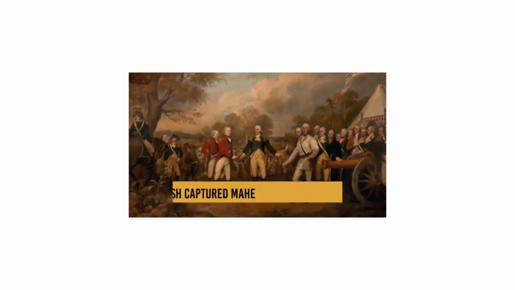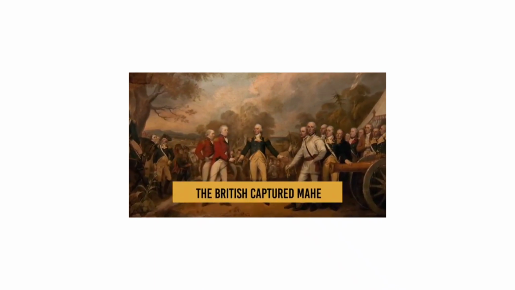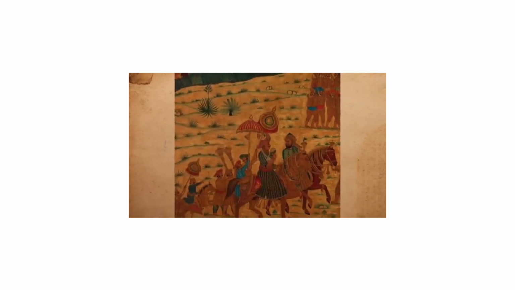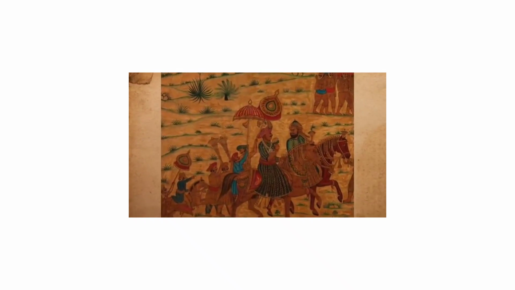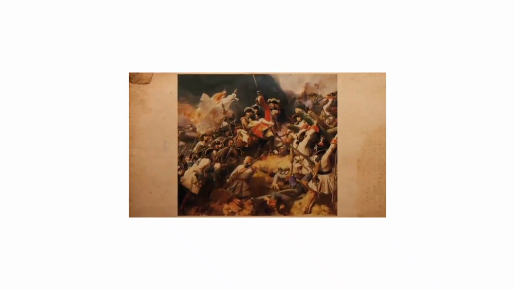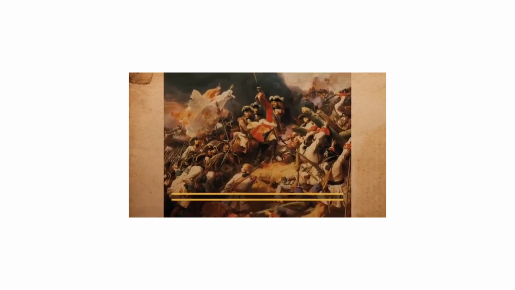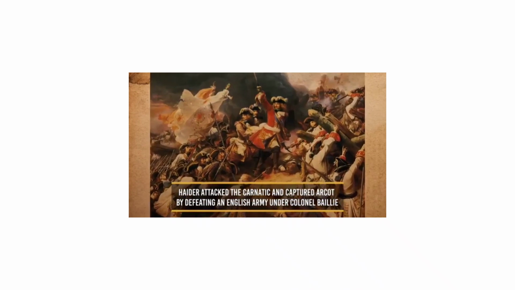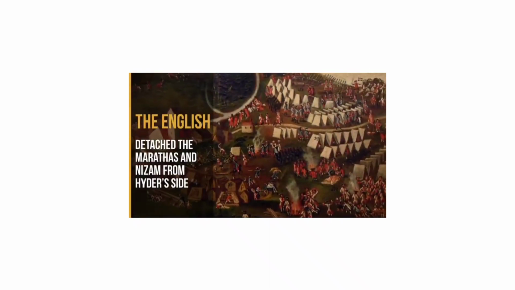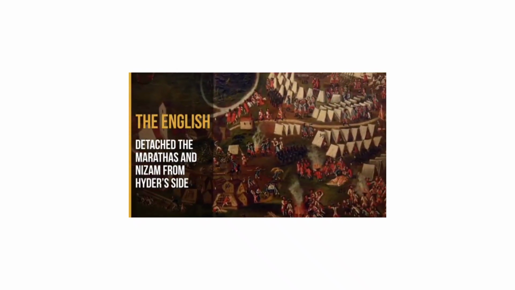The British captured Mahe, a French settlement which was within Hyder's protection. This led to the formation of an alliance by Hyder Ali with the Hyderabadi Nizam and the Marathas against the English Company in 1779. The Second Anglo-Mysore War began in July 1780 when Hyder attacked the Carnatic and captured Arcot by defeating an army under Colonel Bailey. Meanwhile, the English detached the Marathas and the Nizam from Hyder's side. After being deserted, Hyder was defeated at Porto Novo in 1781.